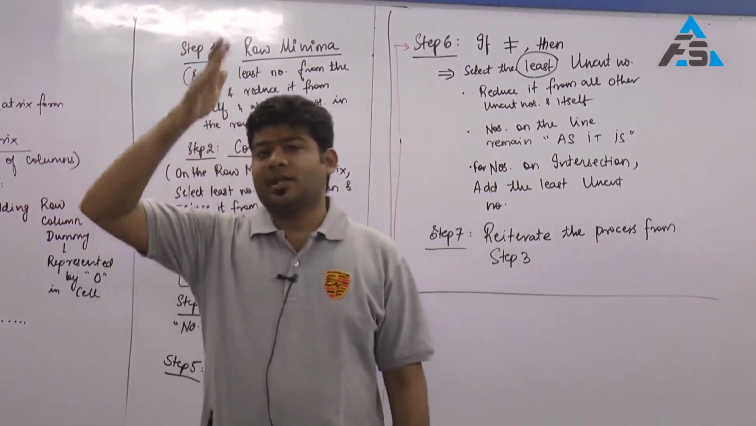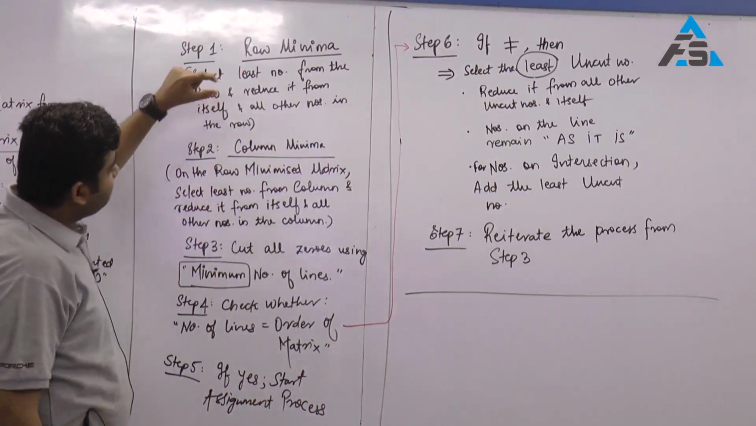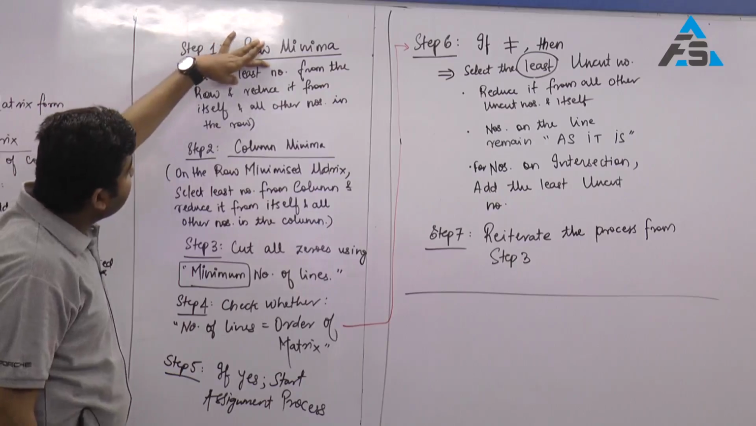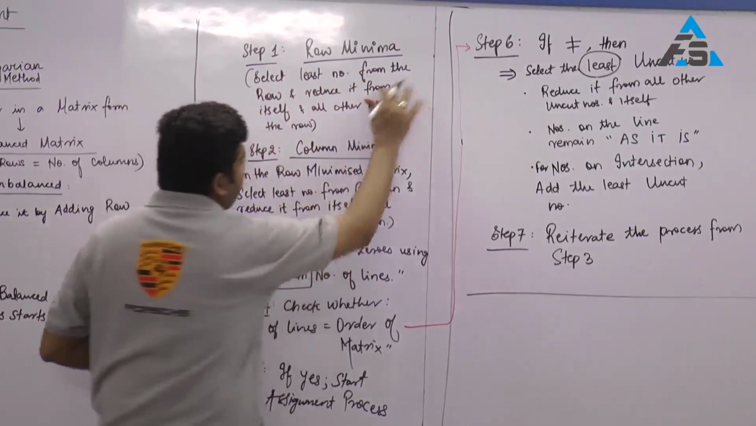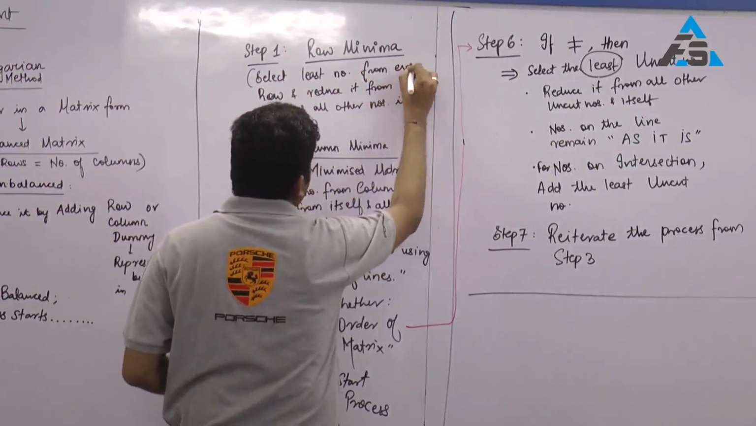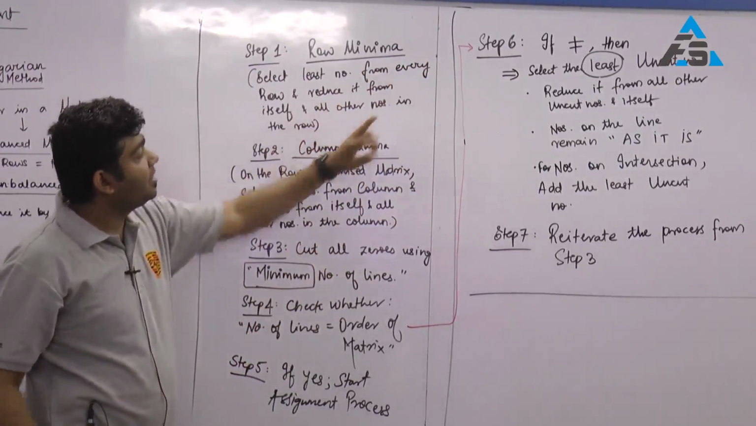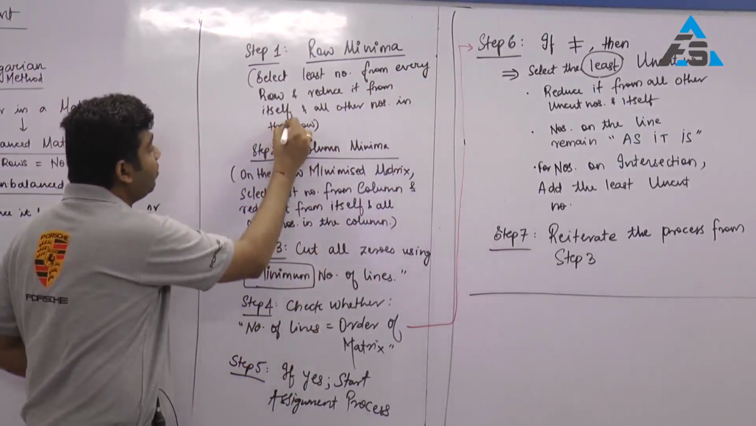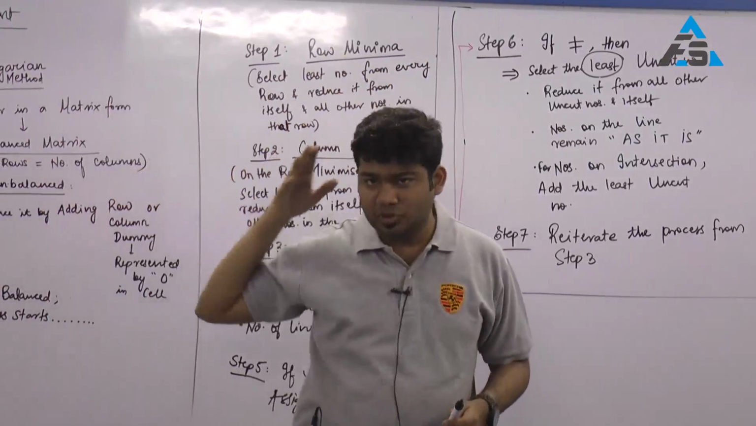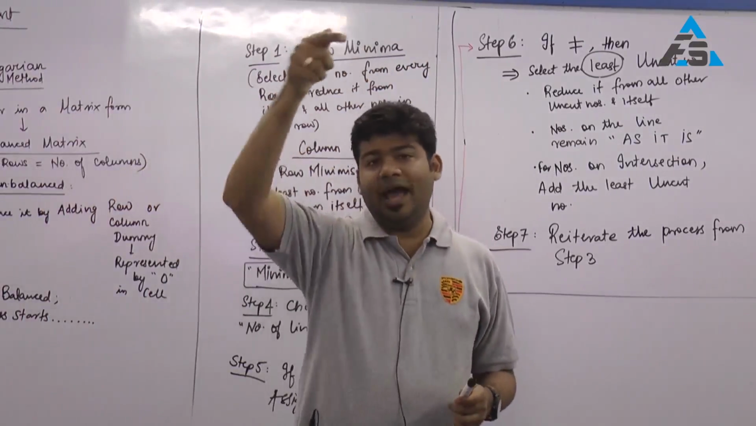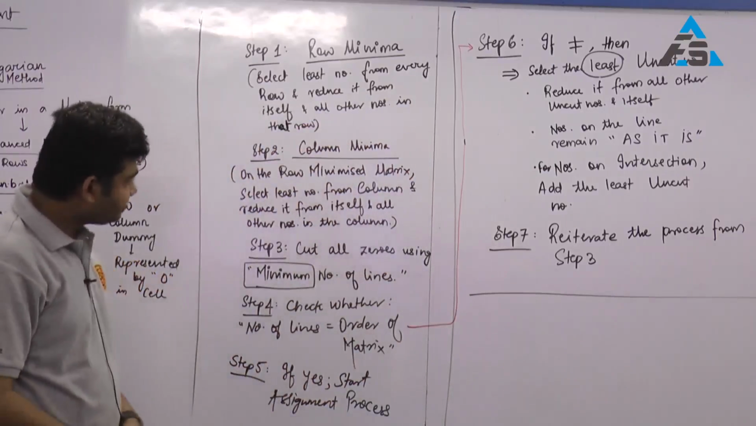In all rows there are a lot of numbers. Select every row and from that row select the least number. So select least number from every row and reduce it from itself and all other numbers in that row. So if there are 4 rows, I will select 4 least numbers from each row, reduce itself and other numbers in that row, so that I get a 0.